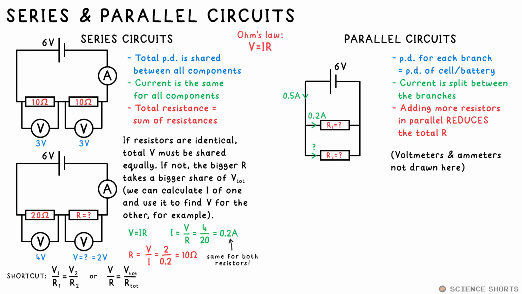This is, by the way, because you're giving the current more routes to move through the circuit, which means it can flow more easily. So if these 2 resistors are connected to the 6 volt battery in parallel, you know straight away that the PD for both has to be 6 volts. Voltage isn't split in parallel circuits. However, if we say 0.5 amps total current is flowing through the battery, and 0.2 amps of that is flowing through the top resistor, that must mean that there's 0.3 amps flowing through the bottom resistor. If you're not in a rush, why not pause the video and see if you can calculate these 2 resistances?